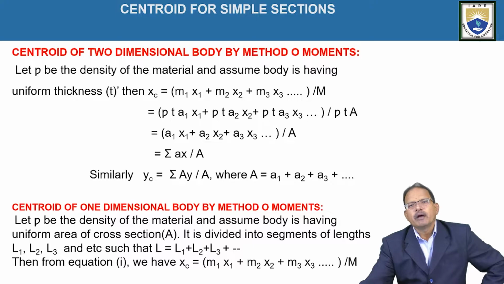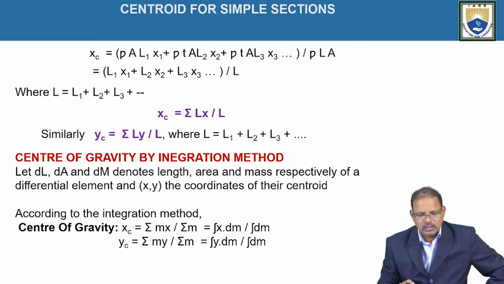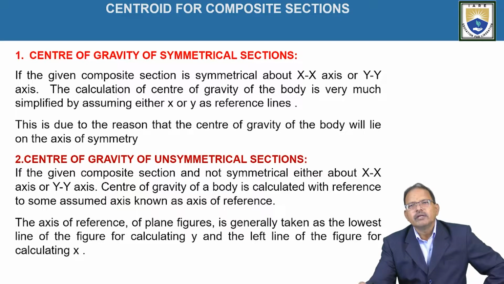For the one-dimensional problems, by assuming the area of the cross-section remains constant, the modified equation of above can be written as xc is equal to L1 x1 plus L2 x2 plus L3 x3 divided by L1 plus L2 plus L3. Similarly, yc is equal to L1 y1 plus L2 y2 plus L3 y3 divided by L1 plus L2 plus L3. Okay, by using these fundamentals, we are determining the center of gravity or the centroid of plane figures, lines as well as the three-dimensional objects.